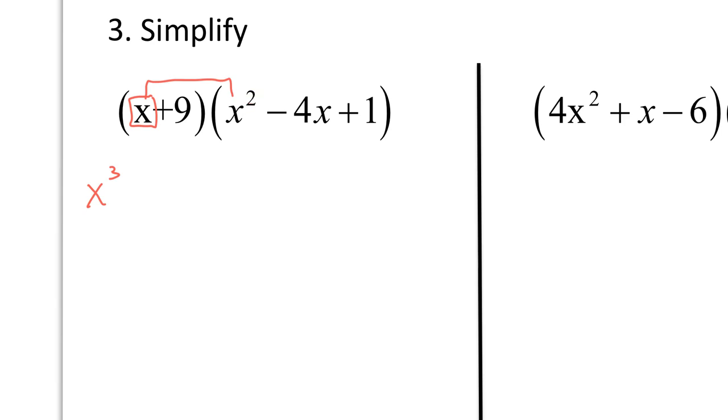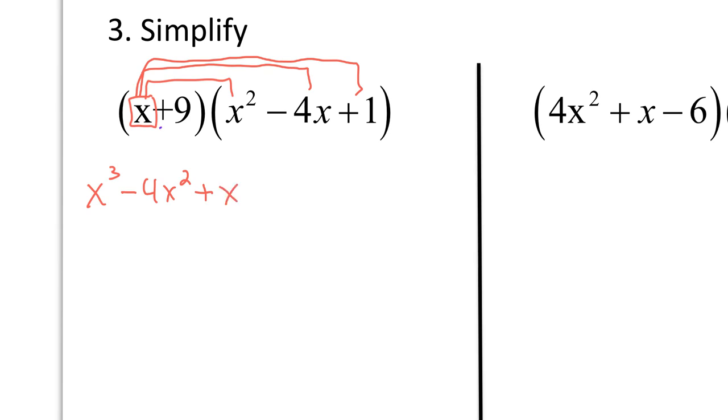So 1 plus 2 is 3. Then you go to the next term, x times negative 4x. That's negative 4x squared. And you go to the next term, x times 1. So notice I'm doing another one because I have a trinomial. So x times positive 1, that's positive 1x, or just x.